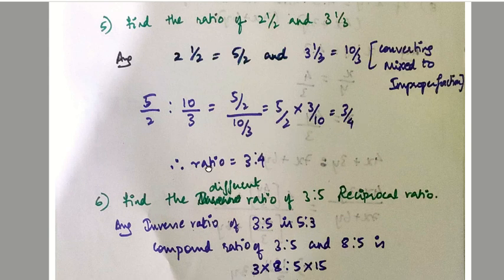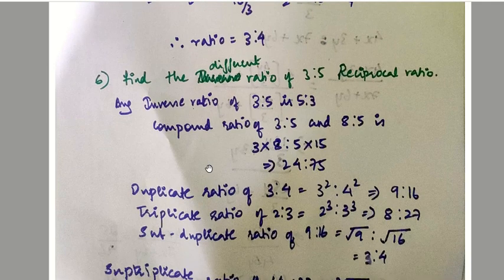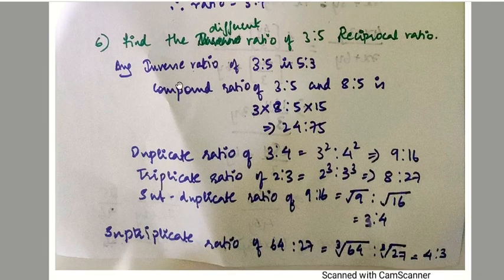Find the reciprocal ratio of 3 is to 5. So basically you're supposed to find the inverse ratio. So the inverse ratio of 3 is to 5 is 5 is to 3.